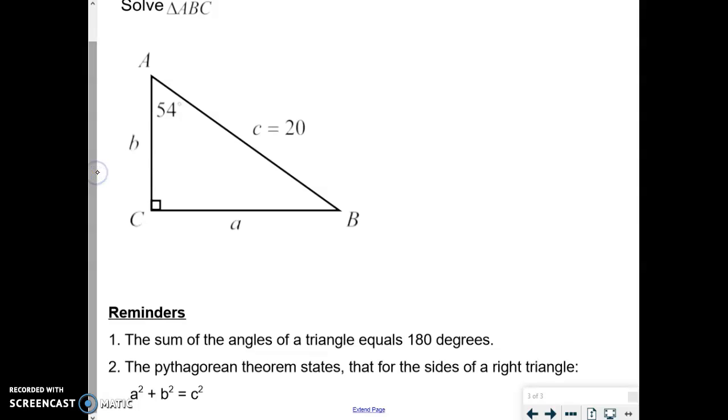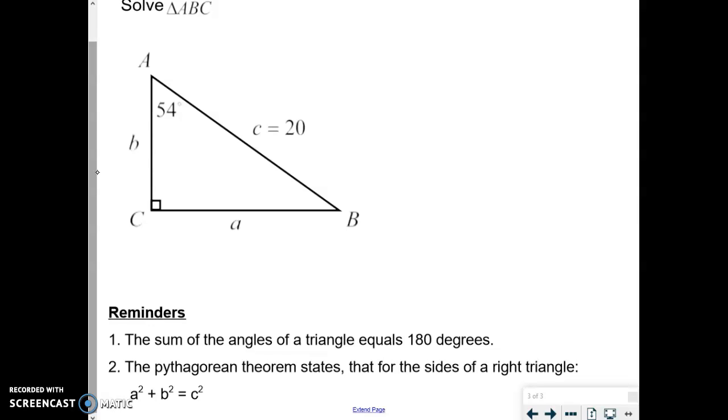So if we take a look down at the bottom here, there are a couple reminders that I put there for you. The first one is the sum of the angles of a triangle equals 180 degrees. So with any missing angle measure, we have to remember that no matter what it is, the sum of all three angles is 180 degrees. And again, the Pythagorean theorem states that for the sides of a right triangle, a squared plus b squared is equal to c squared. So these are things, along with the trigonometric ratios that we've already learned in our lesson, that we are going to be using to solve our triangle.